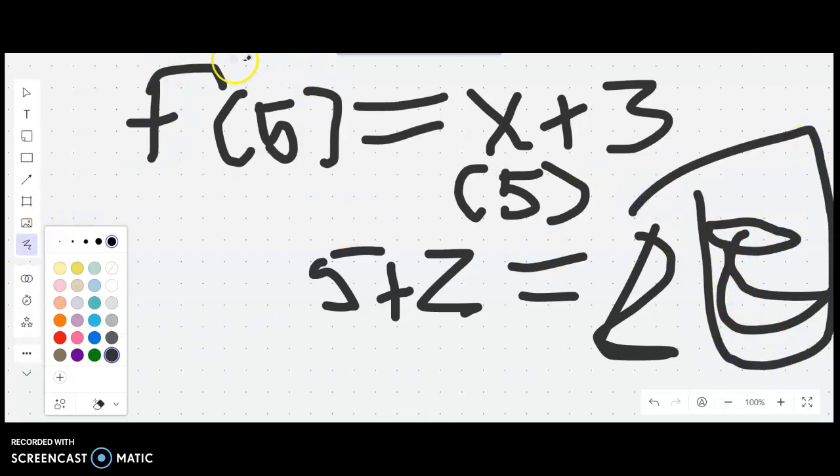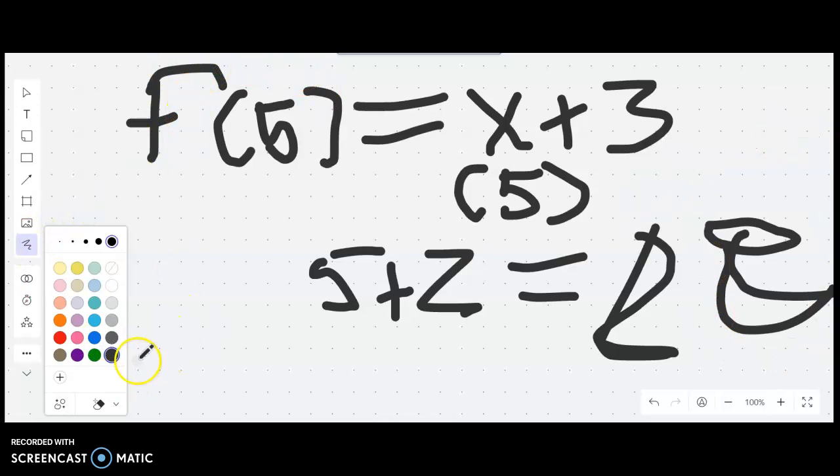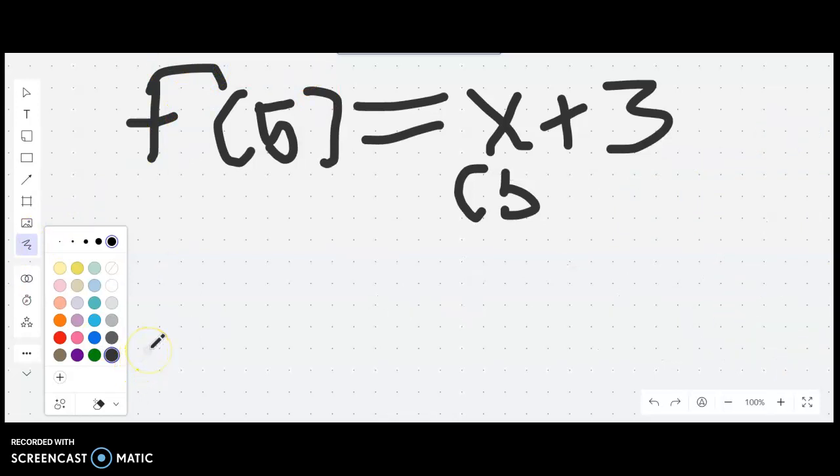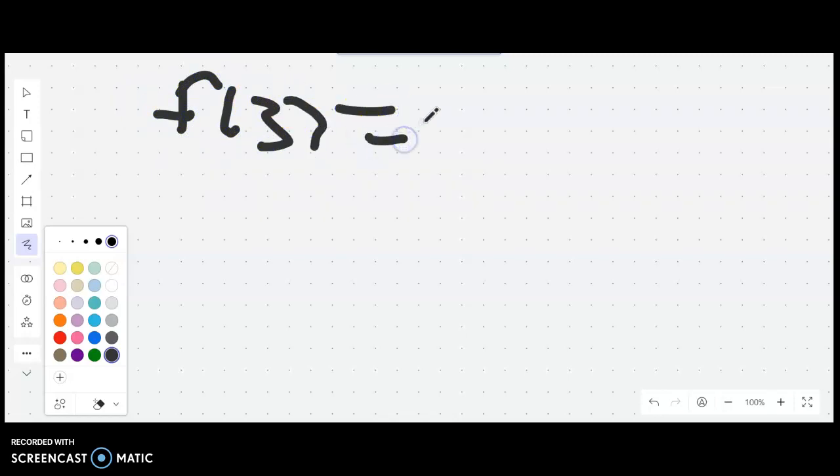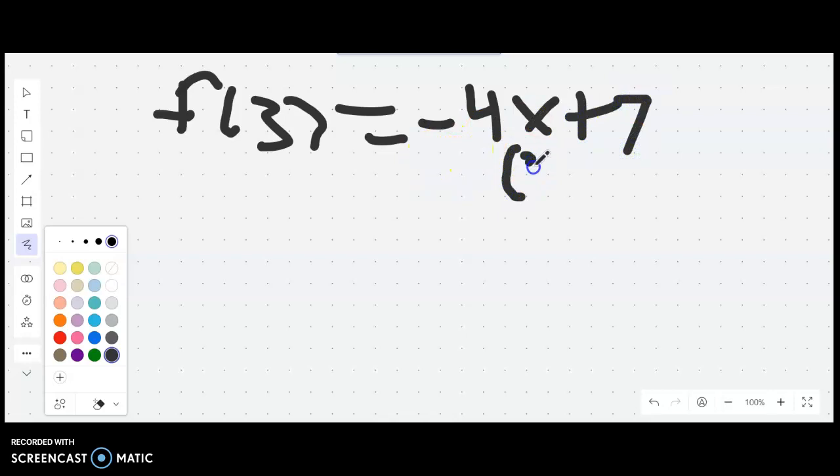Alright. There was one more problem I want you guys to try out here, and that's what if you plug in a negative number, or you have a function that has a negative inside of it. So how about we try f of 3 here equals negative 4x plus 7. Let's try this. So we plug in 3 here for the x.